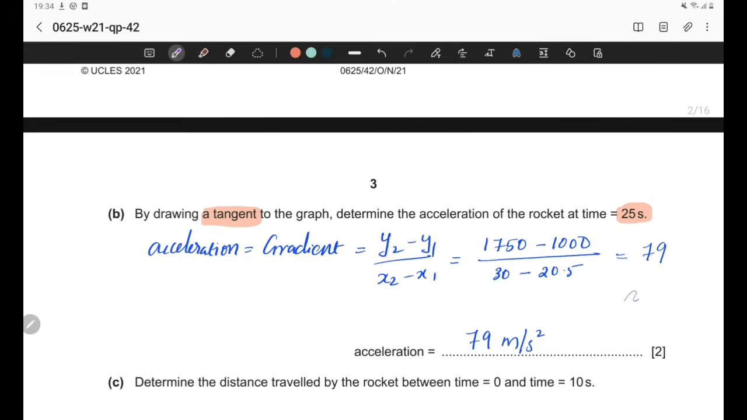Any answer in the range 78 to 82, you will get full mark. As it is a drawing, there will be a range given in the mark scheme, and according to the mark scheme, any value between 78 to 82 is correct.